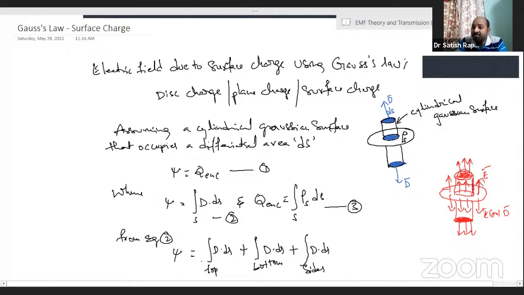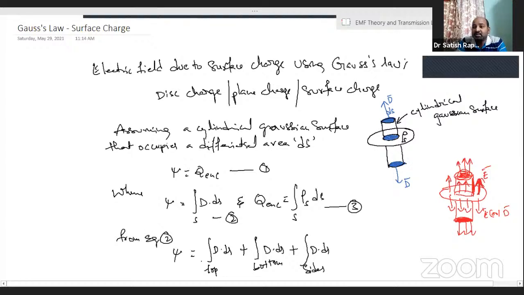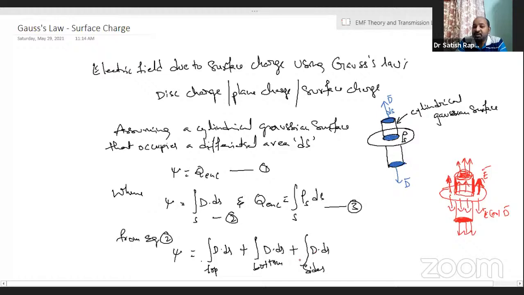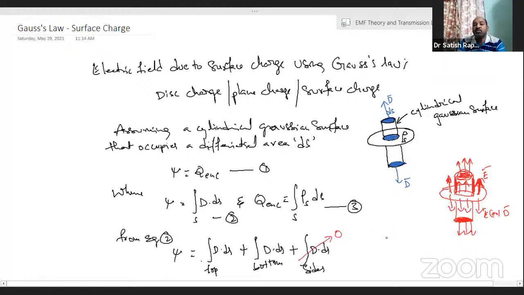So this is the side, and the direction of the electric field is parallel to the sides. Therefore, the integral of D dot dS with respect to the sides is 0. So the electric field contribution with respect to the sides is 0. Therefore, we have the top and bottom.